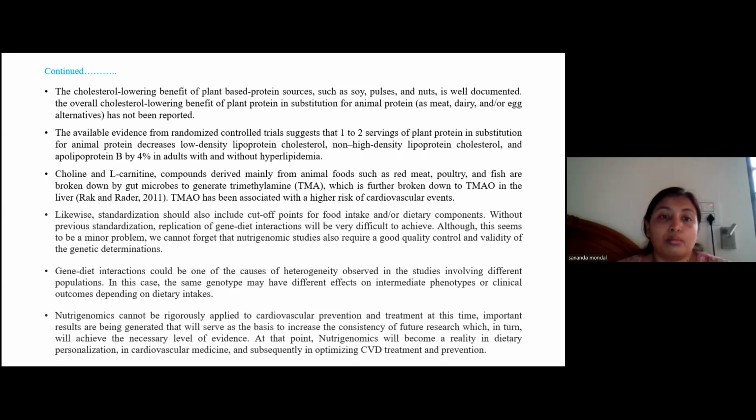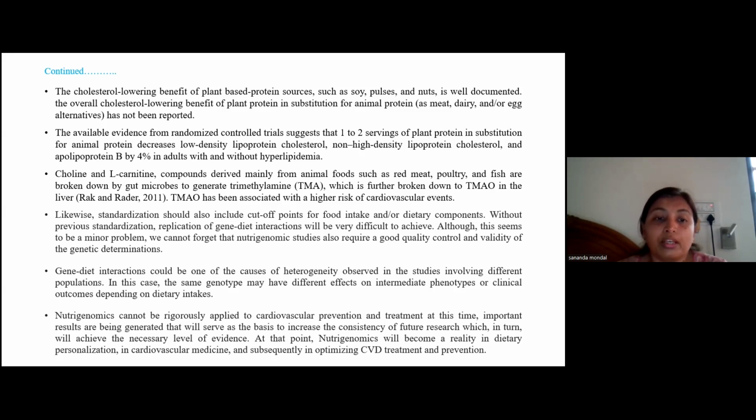Choline and L-carnitine compounds derived mainly from animal foods such as red meat, poultry, and fish are broken down by gut microbes to generate trimethylamine, which is further broken down to TMAO in the liver. TMAO has been associated with a higher risk of cardiovascular events. Likewise, standardization should also include a cutoff point for food intake and or dietary components. Without previous standardization, replication of gene-diet interaction will be very difficult to achieve. Although this seems to be a minor problem, we cannot forget that nutrigenomics studies also require good quality control and validity of the genetic determination.